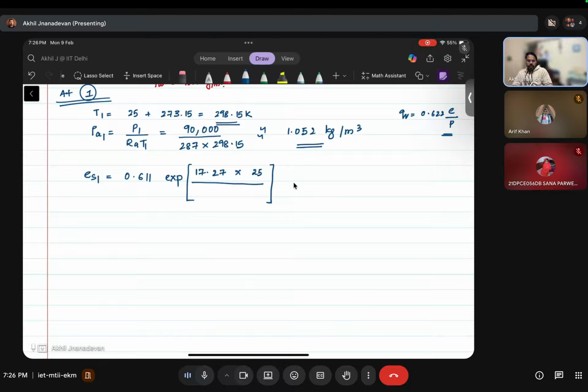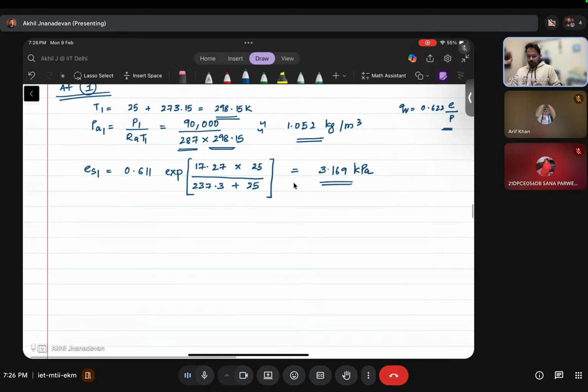This is an empirical equation, so the unit matters. You should always put it in that particular unit. If you are using this equation, you have to substitute it in degrees Celsius. And here, since R is in Kelvin, we have to multiply per Kelvin, so that we have to be clear. Okay, 237.3 plus 25. If you solve this, you will get around 3.169 kilopascal. So we got the vapor pressure.